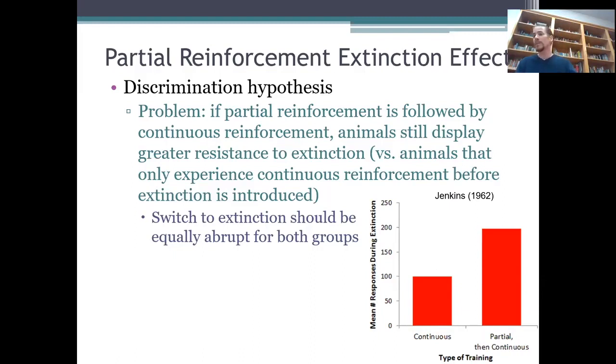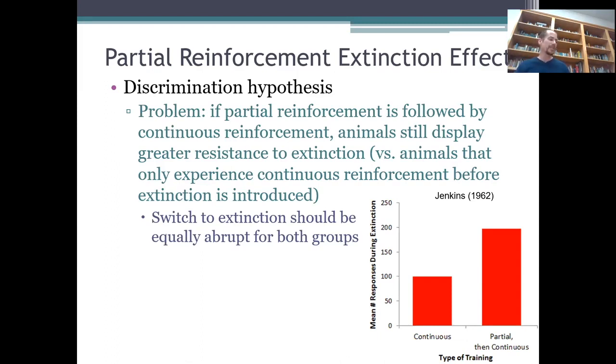And so what those findings suggest is that the greater persistence, the greater resistance to extinction that we see after partial reinforcement, it doesn't seem like that's due to a greater difficulty in detecting the start of extinction. Okay, it doesn't seem like animals just have a harder time discriminating between partial reinforcement and extinction. They seem to learn something more long-lasting from partial reinforcement. Basically, they seem to learn not to give up. Right? Partial reinforcement seems to teach them not to give up in the face of failure, not to give up in the face of non-reinforcement. And they continue that into the extinction phase. So that's why they persist for longer during extinction.